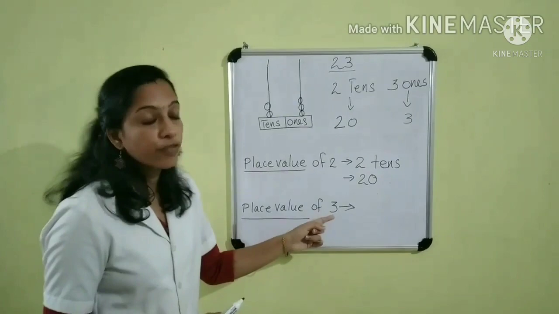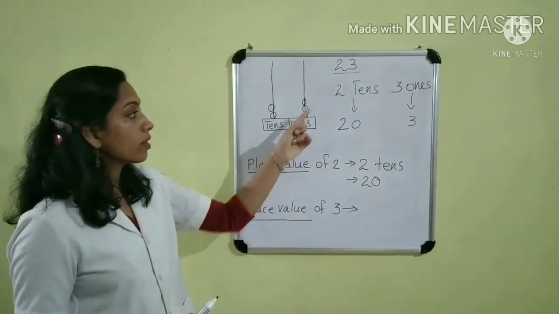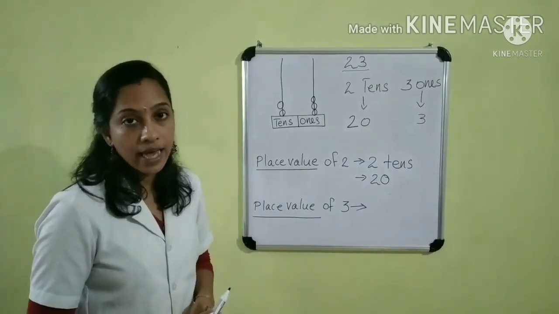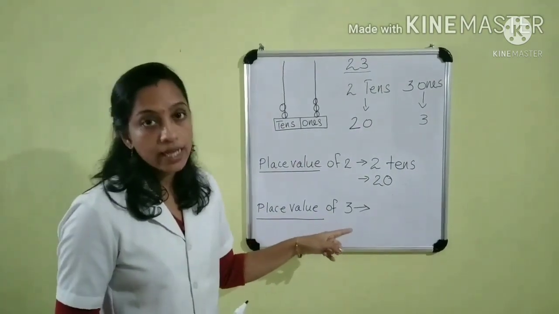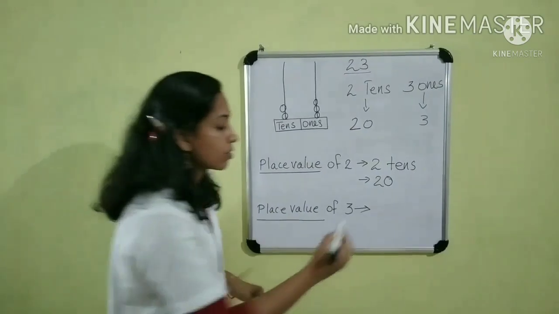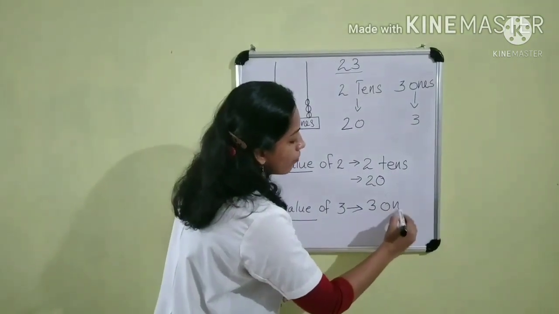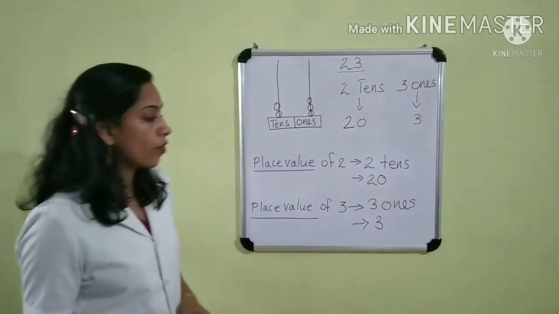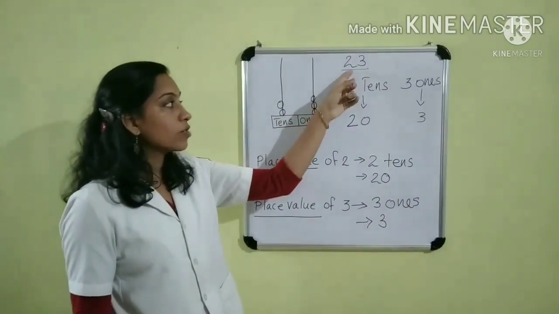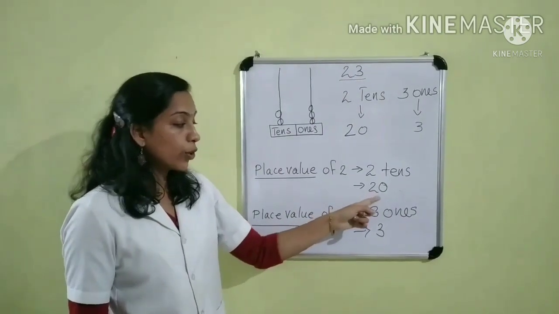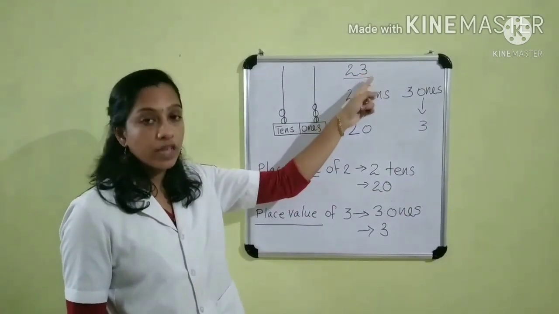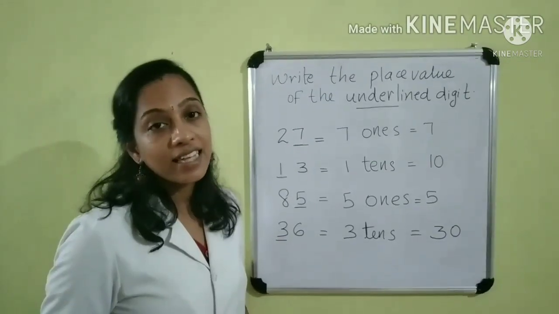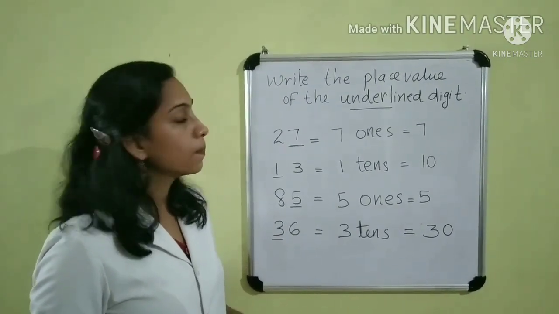Next, the place value of 3. Here, the 3 comes under ones place. So, we can say that the place value of 3 is equal to 3 ones. Then, the value of 3 ones is equal to 3. So, we can say that the place value of 2 is equal to 20 and the place value of 3 is equal to 3. Children, let's solve one example.